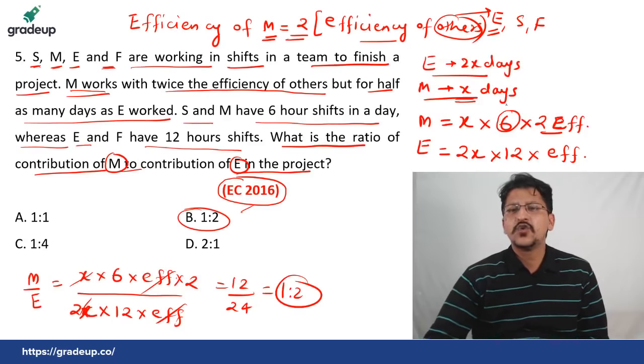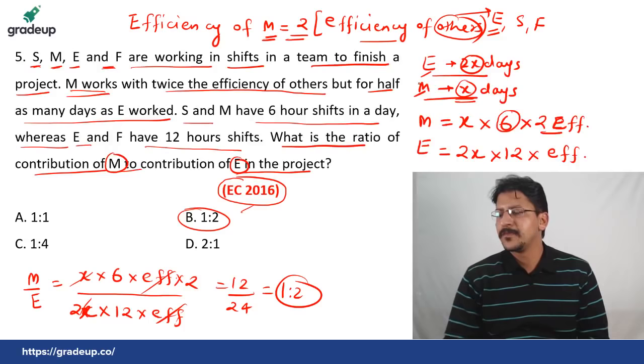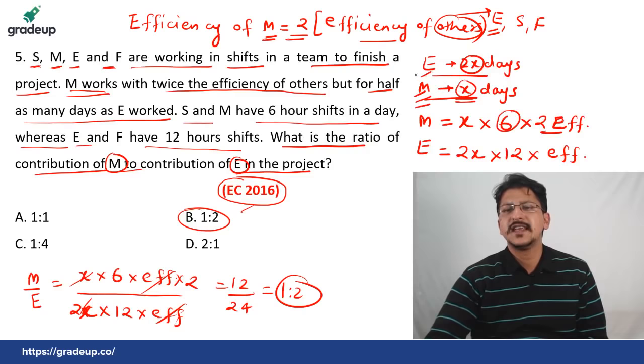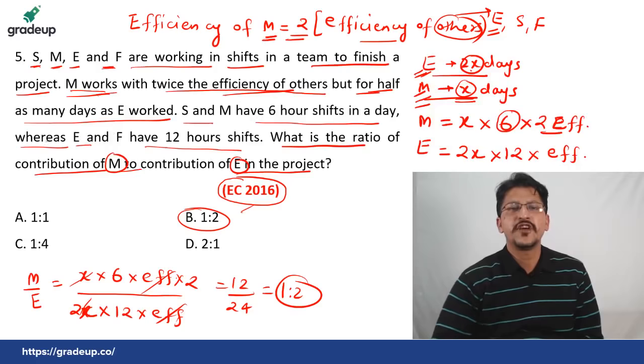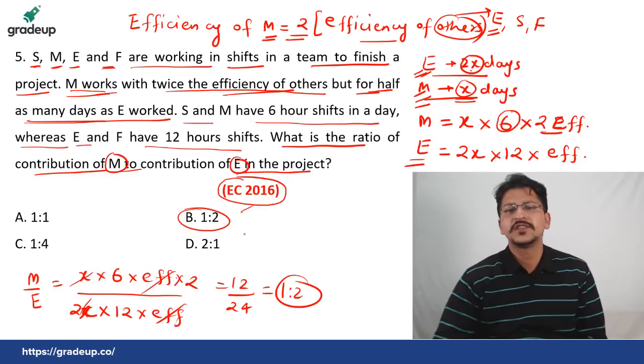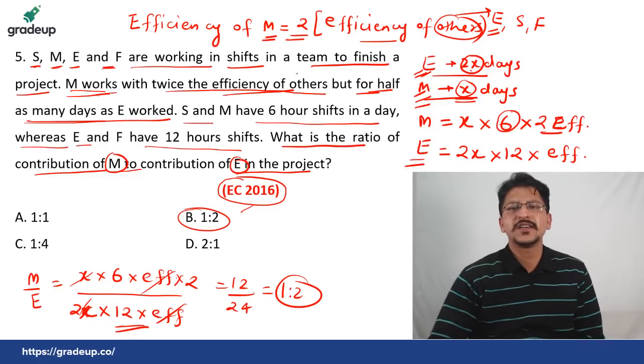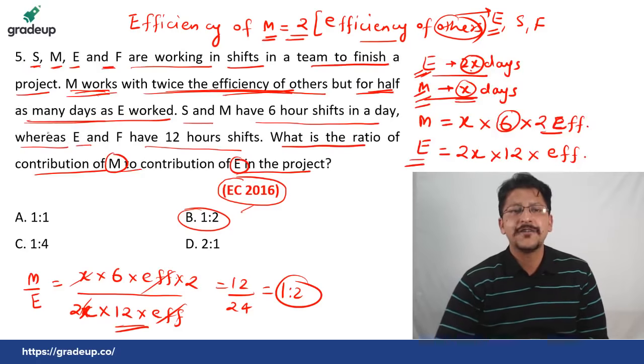x and 2x are the number of days for which M and E work. M works for x days, then E works for 2x days, because it is given that M works with twice the efficiency, but for half of the days. Direct ratio is applicable. Yes, that I have shown with the direct ratio only. You can directly do this also. How is E 2x? Because it is said that M works with twice the efficiency, but for half the number of days. And these are the number of days that I have written.